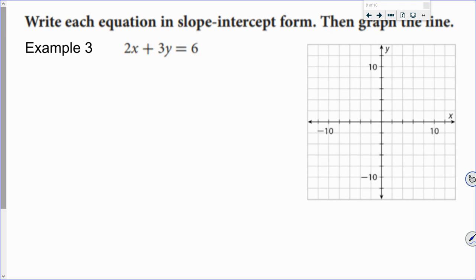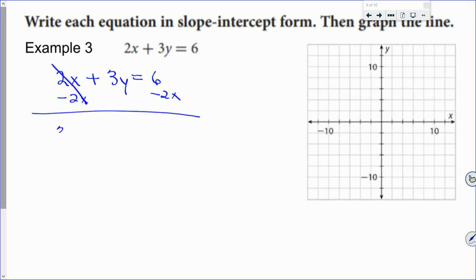So to put 2x plus 3y equals 6 in slope-intercept form, it's just solving it for y, which I've been doing all along. I know that I have to move my 2x. I can do so by subtracting it from both sides. When that cancels, I'm left with 3y equals negative 2x plus 6.